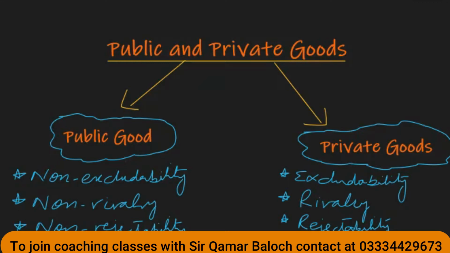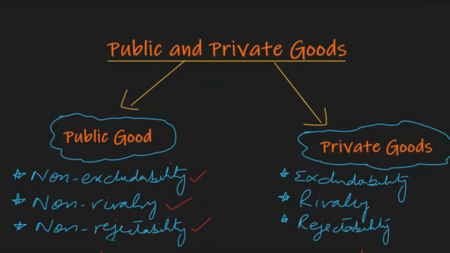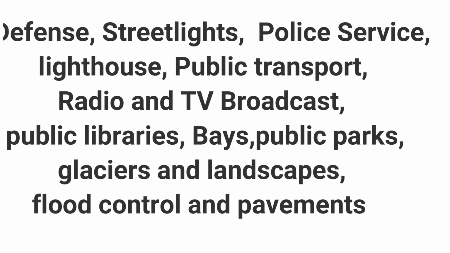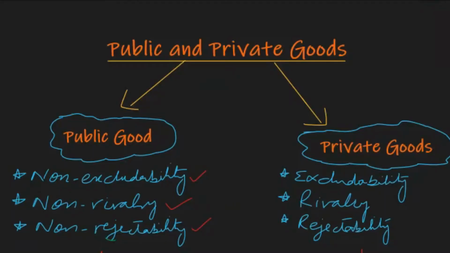Public goods are those which are generally provided by the government, and these goods have mainly three features. Number one is non-excludability, number two is non-rivalry, and number three is non-rejectability. Examples of public goods can be defense, street lights, police service, lighthouse, public transportation, radio and television broadcast, public libraries, artificial and natural bays, public parks, glaciers and landscapes. Similarly, flood control schemes and pavements are basically examples of public goods.